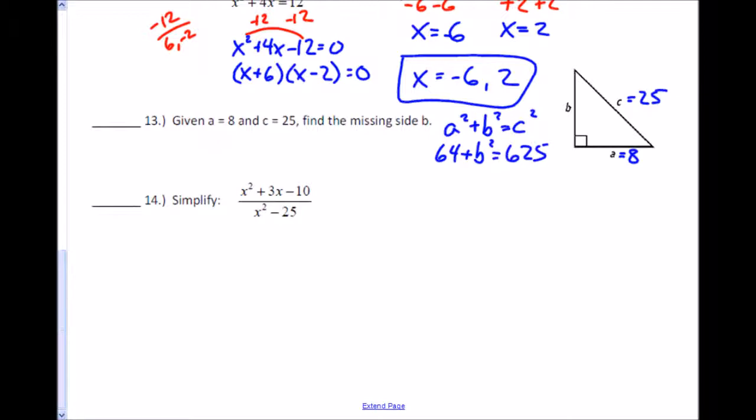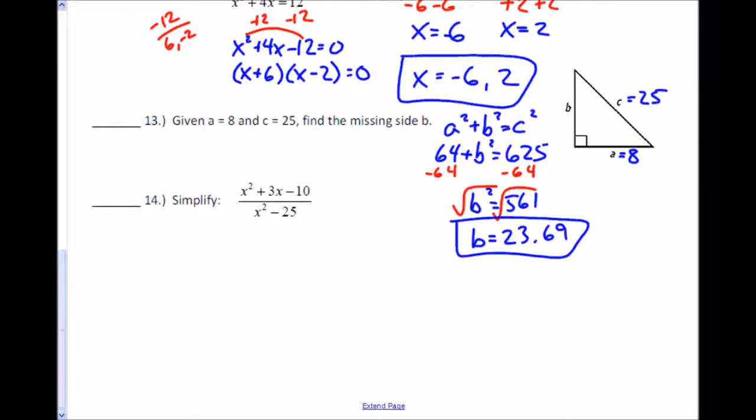And now from here, and really it's important that you have the C in the right place. Now you're just going to subtract the 64 from each side. So you find out that B squared equals 561. And now from here, you just have to take the square root of each side. So I'm going to find out that B is approximately 23.69. Okay.